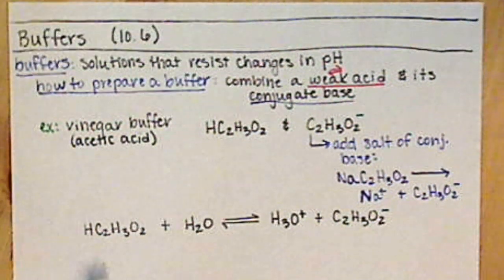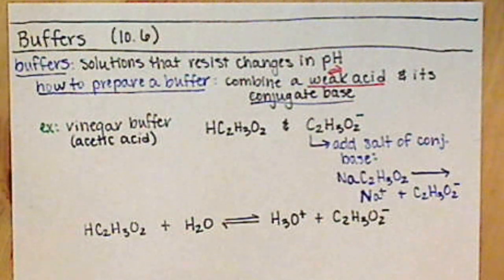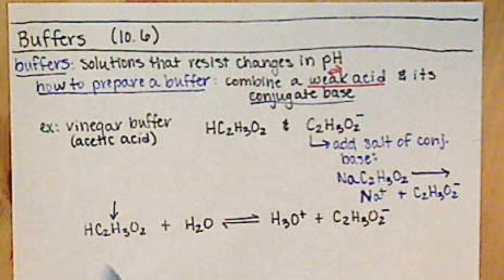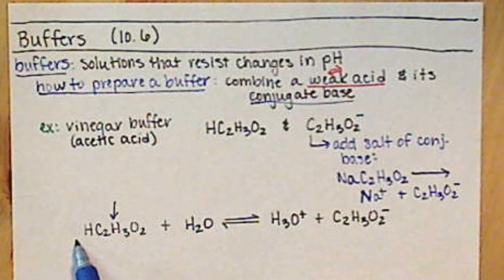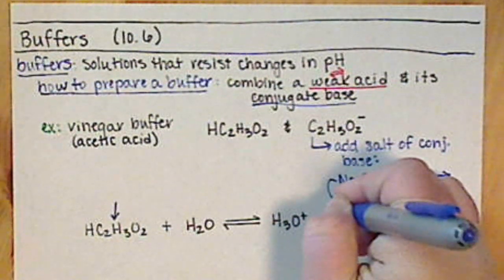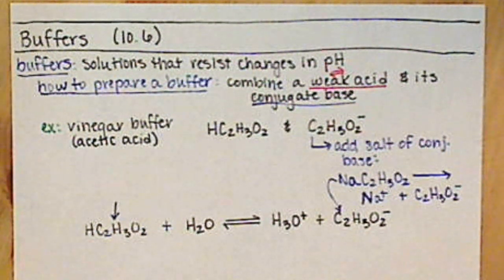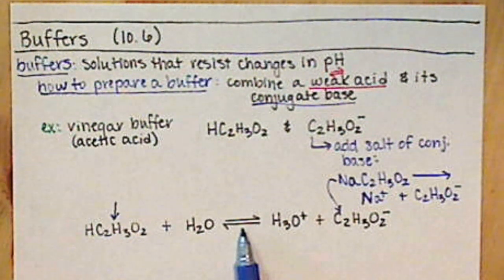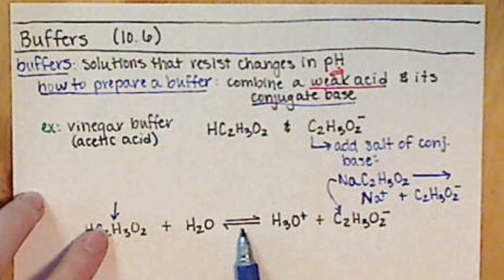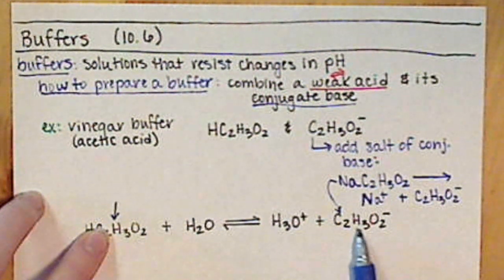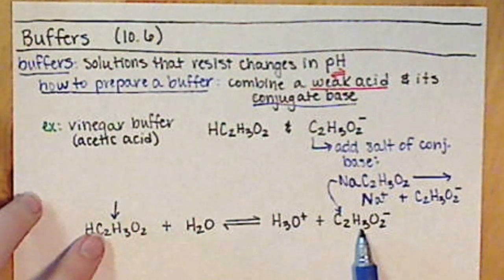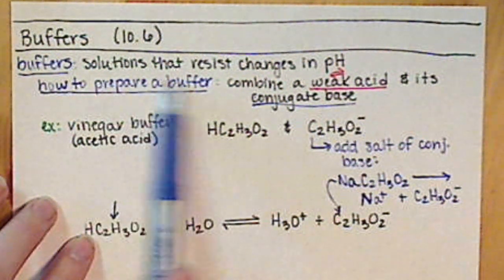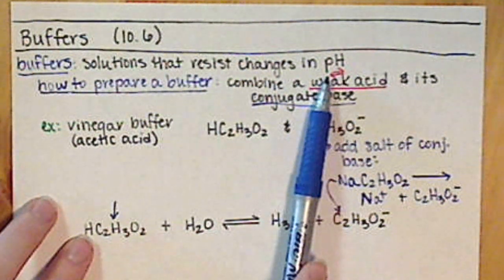Basically, we have added two solutions together. One solution provides a high concentration of our acid. The other solution provides a high concentration of our conjugate base. So we have our equilibrium established, and we have a lot of chemical to work with over here, and a lot of chemical to work with over here. The whole point of our buffer is we want a solution that's going to resist a change in pH.